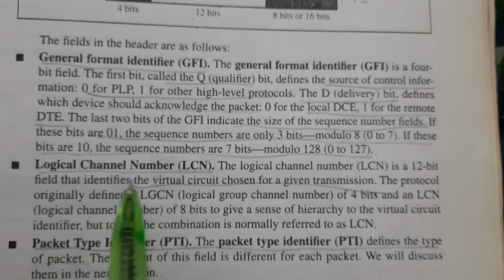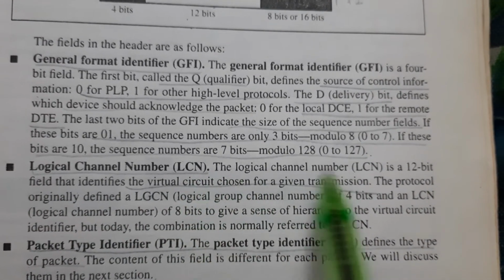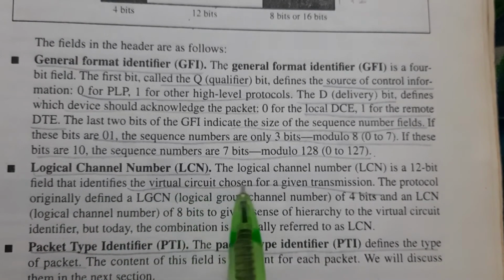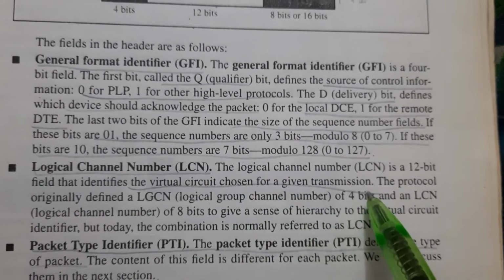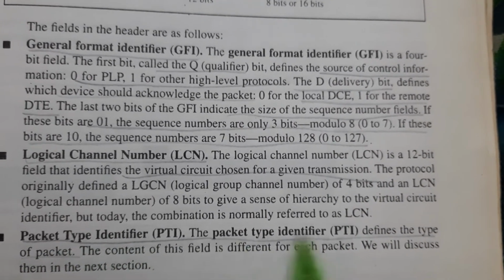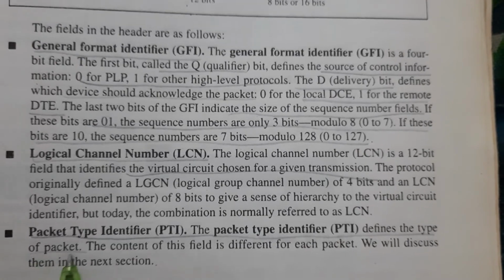And the next function is the logical channel number, LCN. This is a 12-bit field that identifies the virtual circuit chosen for the given transmission. And the next one is the packet type identifier. This PTI defines the type of the packet.